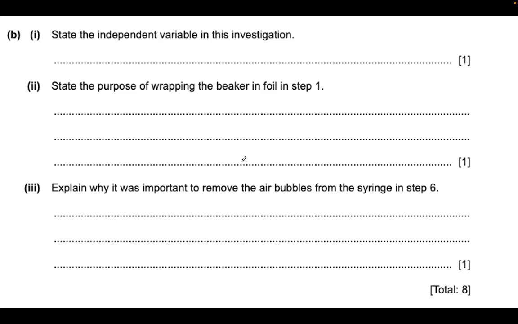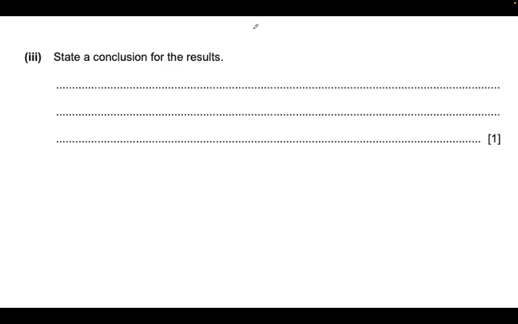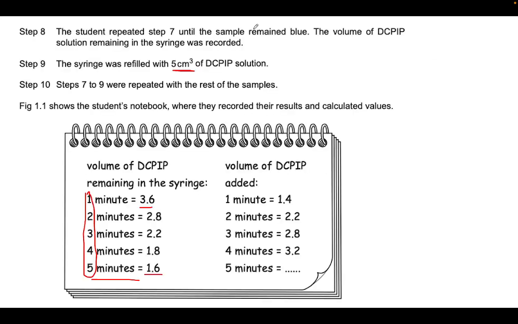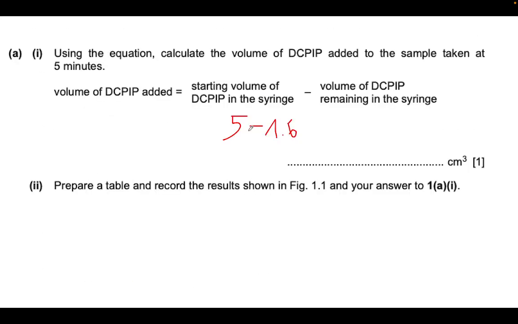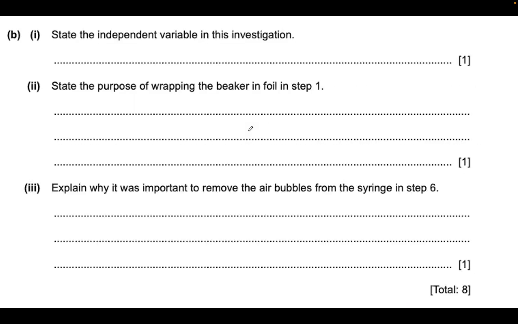All right. Now, state the independent variable in this investigation. Independent variable, like we said, is exactly what you're changing. You can see that we're talking about the student investigated the effects of cooking time. Means our independent variable here is going to be time. Time, because it's exactly what we are changing. I think we saw it.